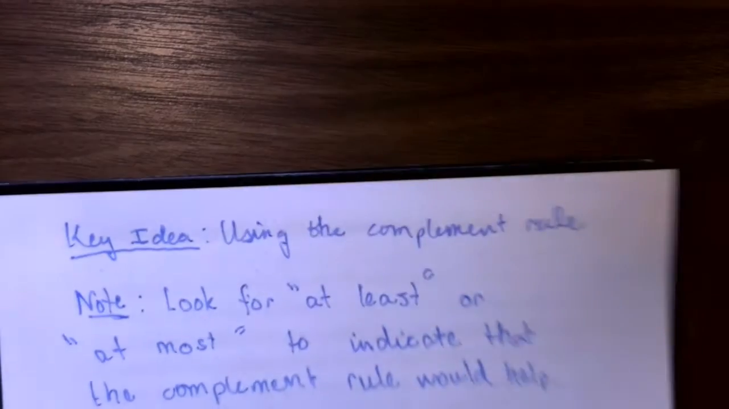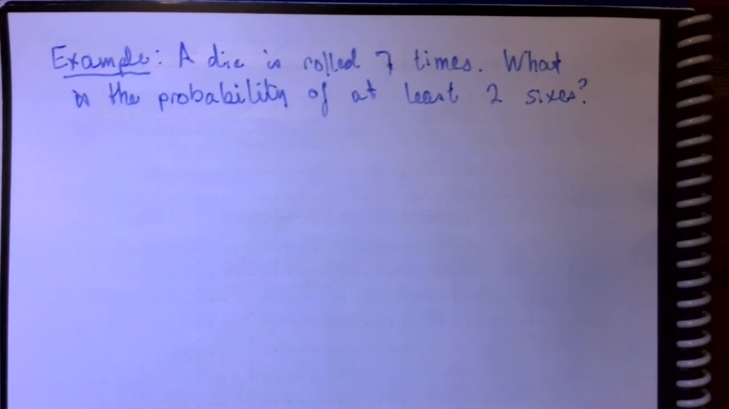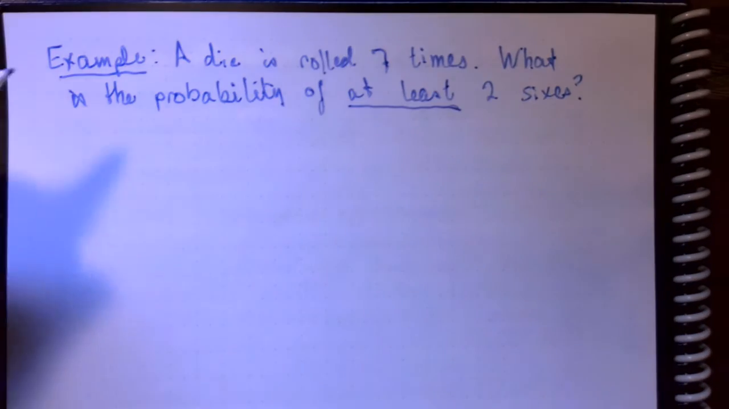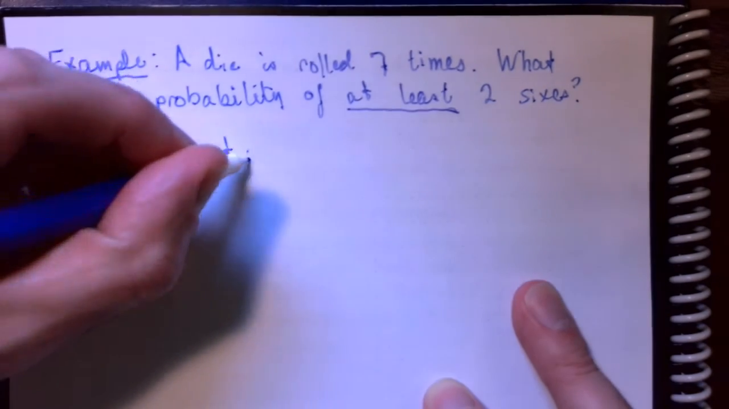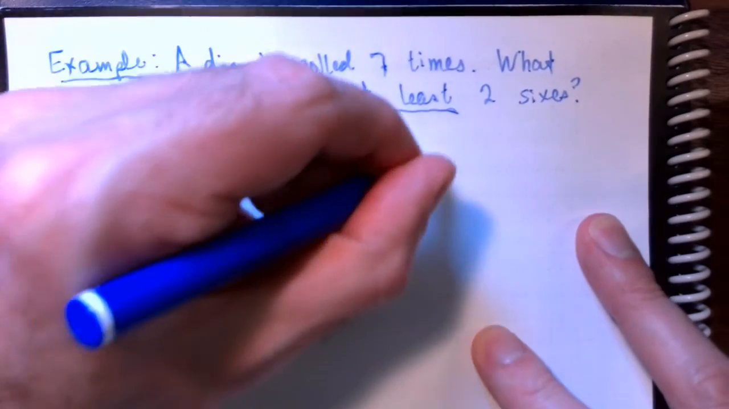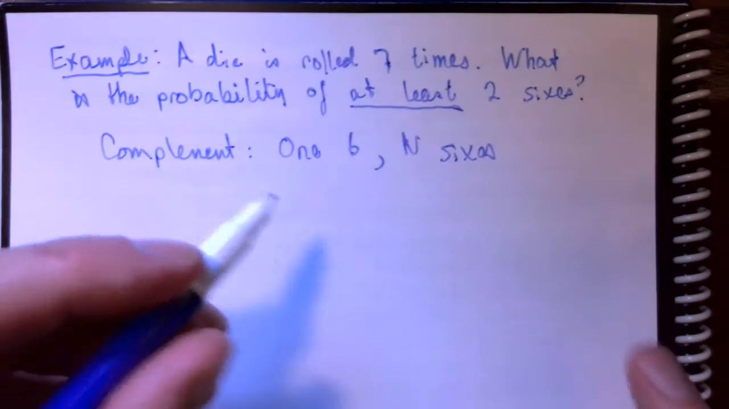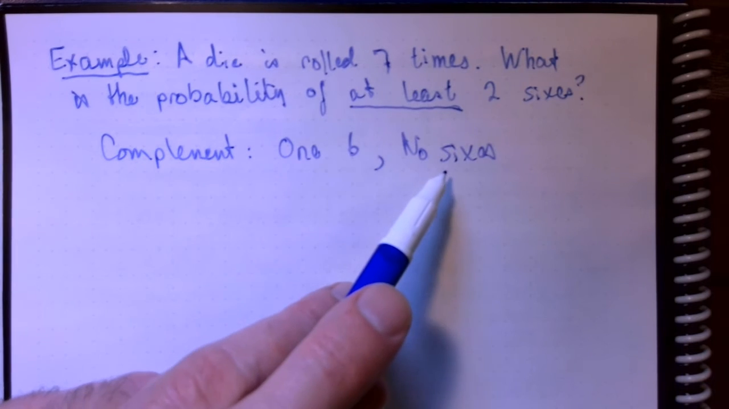Let's try one more. Okay, we're rolling a die 7 times. What is the probability of at least 2 6s? Okay, so once again we see at least. Okay, now the complement for this actually has 2 parts. Okay, there you could roll 1 6, you could roll no 6s.